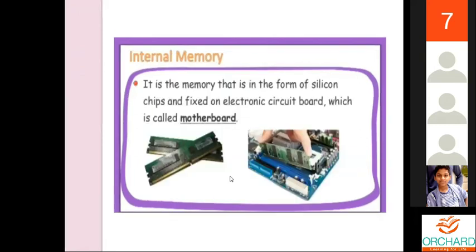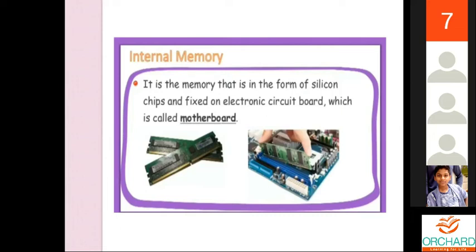See, internal memory. Every computer comes with a certain amount of internal memory, that is inbuilt memory, that is used to store data and to start up and to run the different types of programs. So we can say this internal memory as primary memory or main memory. It is the inbuilt memory.